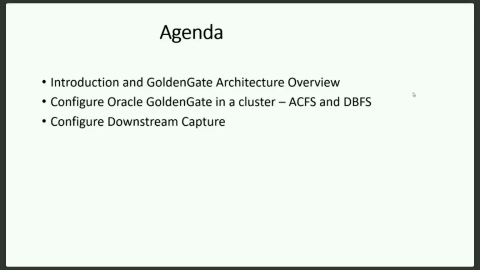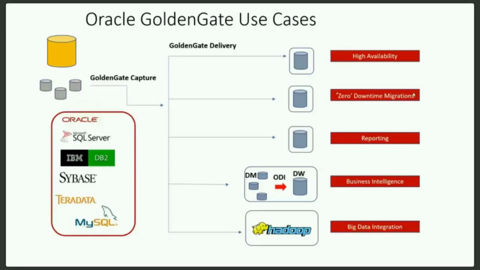We'll also look at another, I would think, advanced configuration topic, and that is how do you configure downstream capture, and we'll see how we configure that, and also when do we actually use this kind of deployment configuration. So I'll spend just a few minutes on giving an overview of the GoldenGate architecture, and we'll go into the other topics as soon as we can.